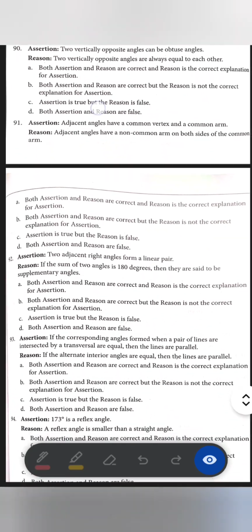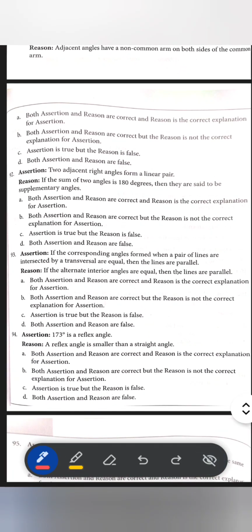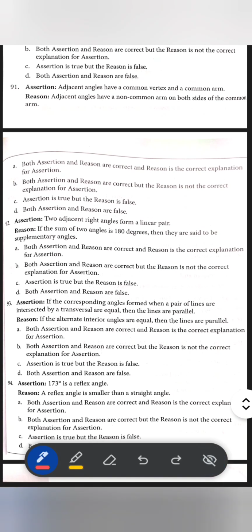Now, come to the 91. So, what is the 91 question? Yes, this one. Adjacent angles have a common vertex and common arm. Correct. Common vertex and common arm. Adjacent angles have a non-common arm on both the sides of the common arm. Yes, that is correct.